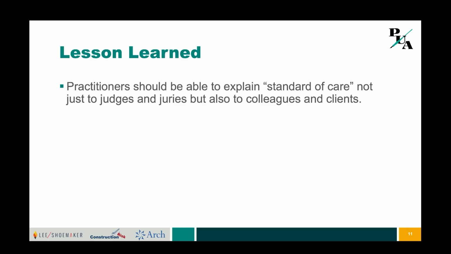The lesson to be learned from this particular takeaway is that as somebody who's a design professional, you should be able to talk to your clients about what the standard of care is, this mythical concept baked into your contracts. And you can explain not just to your clients what it is and what it isn't, and how it doesn't require perfection. So that's a great example to see the importance of standard of care testimony in relation to a claim against a design professional.